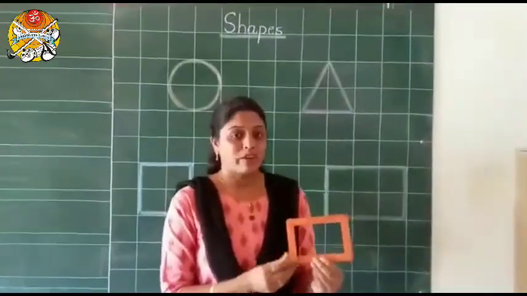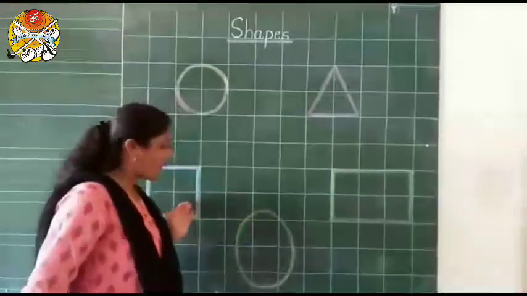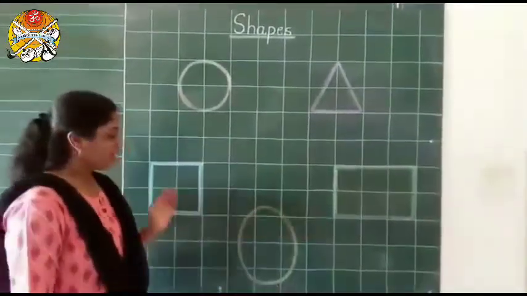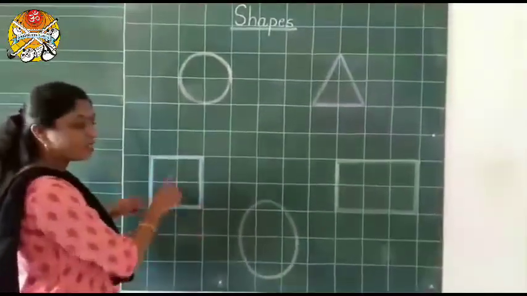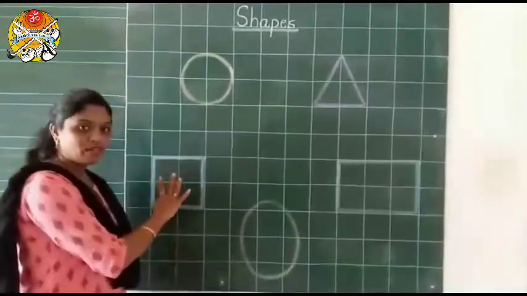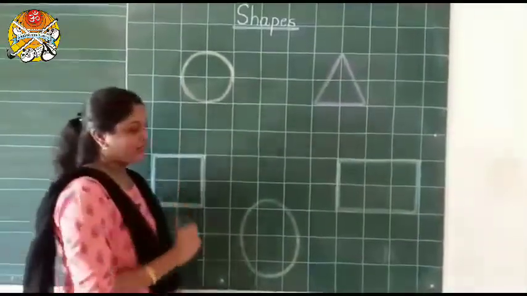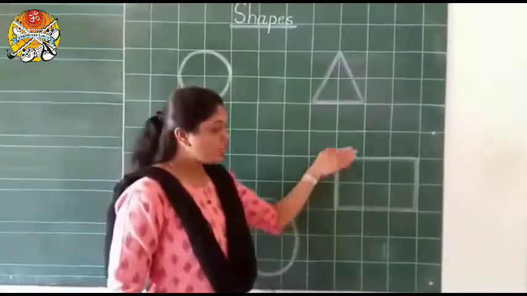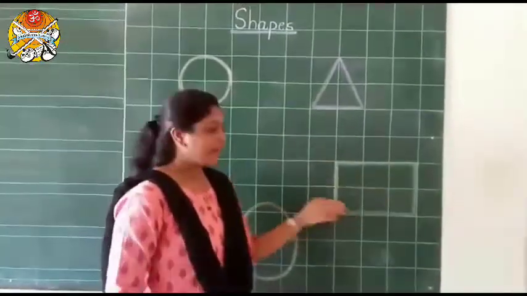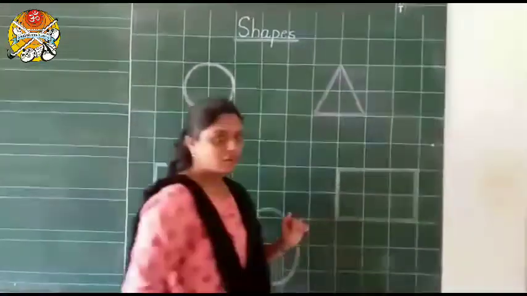And children, what is the difference between square and rectangle? Square has all the sides equal. All 4 sides are equal. Whereas in rectangle, 2 sides are long and 2 sides are short.